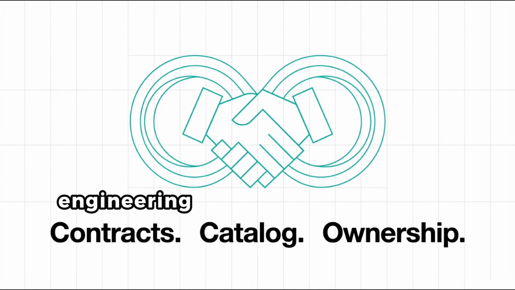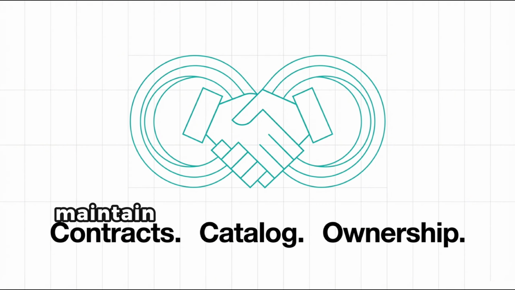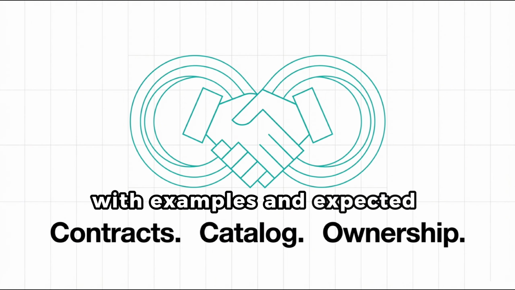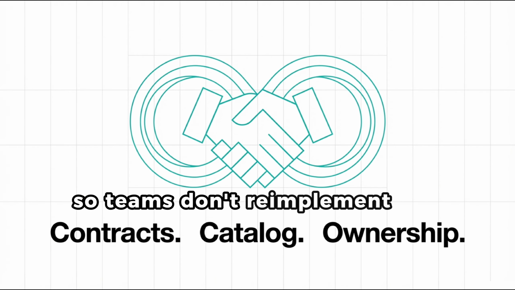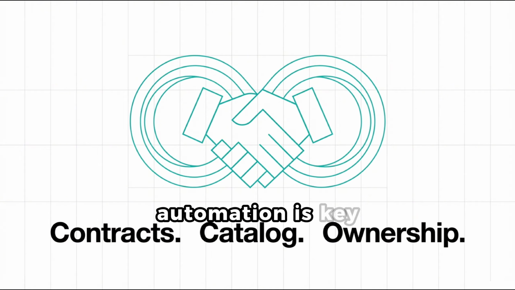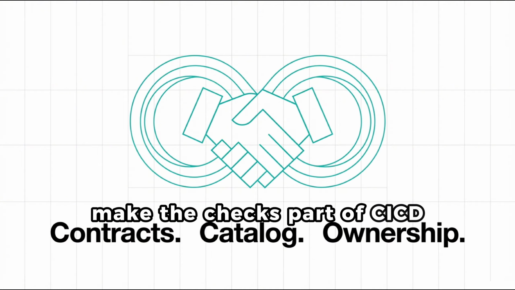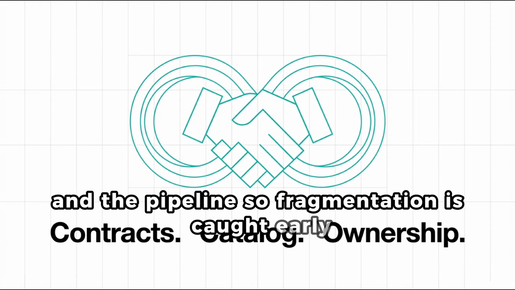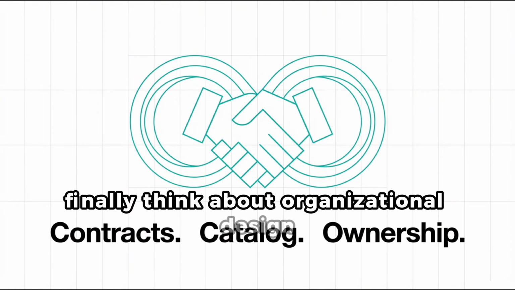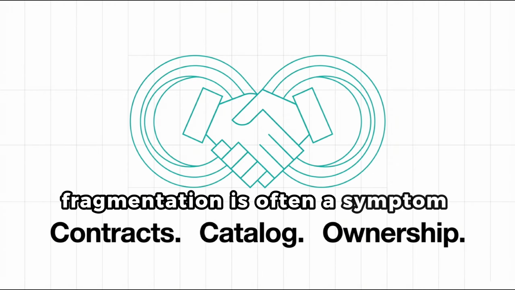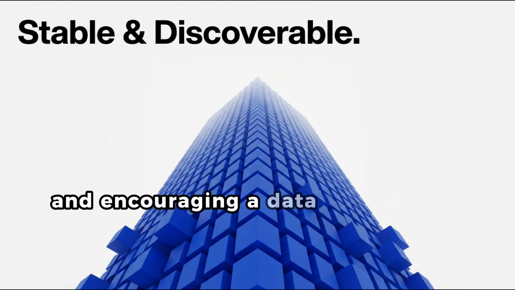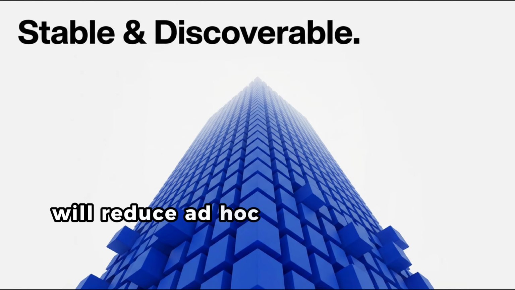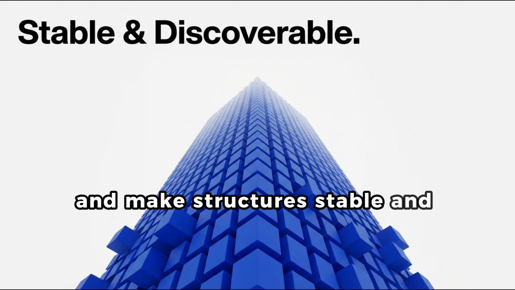There are useful engineering practices to make this durable. Use contract tests between producers and consumers, maintain a lightweight data catalog with examples and expected formats, and provide small, reusable transformation utilities so teams don't re-implement the same normalizers. Automation is key. Make the checks part of CI/CD and the pipeline so fragmentation is caught early. Finally, think about organizational design. Structural fragmentation is often a symptom of disconnected ownership. Creating clear ownership for core domain entities and encouraging a data as a product mindset will reduce ad hoc modeling choices and make structures stable and discoverable.